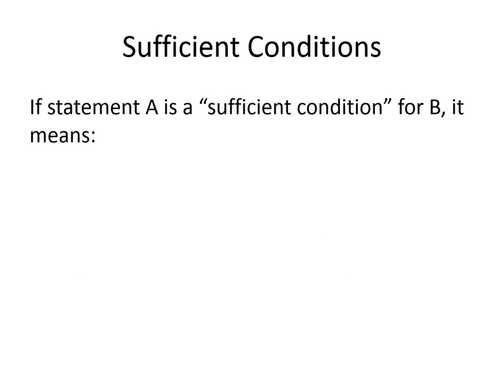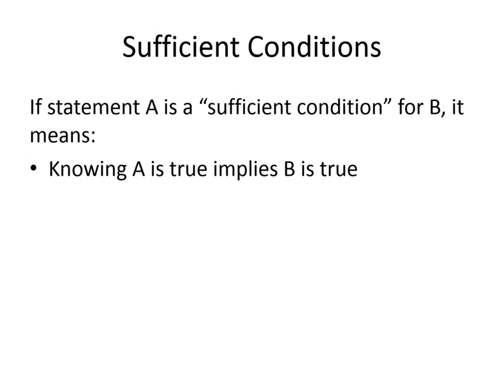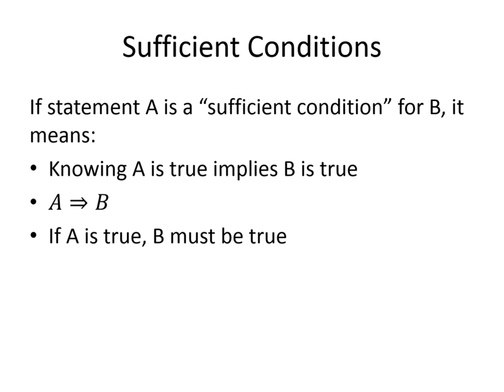In some sense, sufficient conditions can be thought of as the inverse of necessary conditions, and you'll see what that means in just a moment. So we say that statement A is a sufficient condition for statement B if knowing A is true implies that B is true. In other words, if you know A, that is sufficient information to know that B is true. So if A is true, B absolutely must be true.